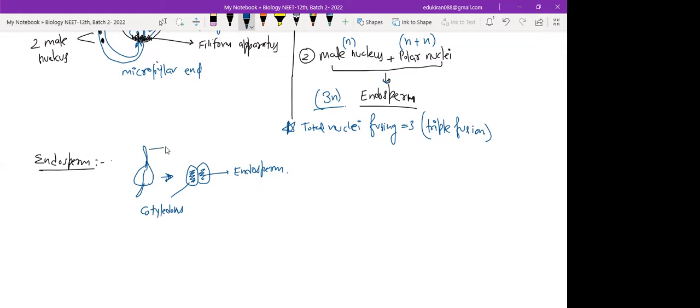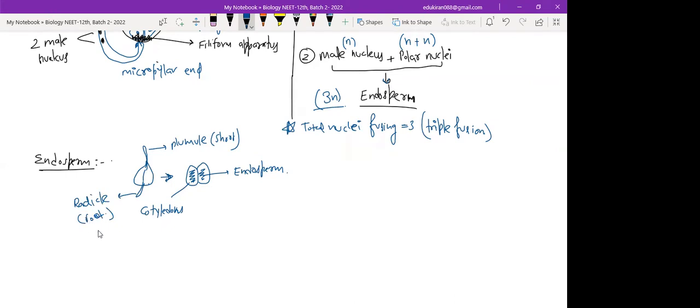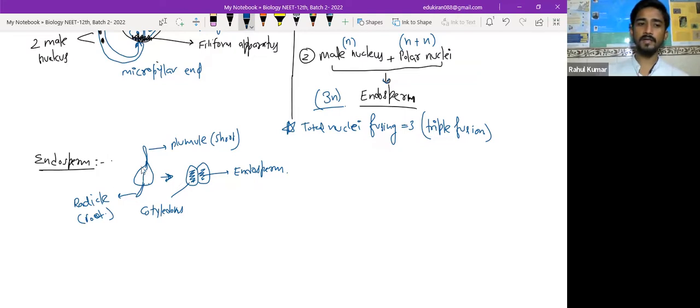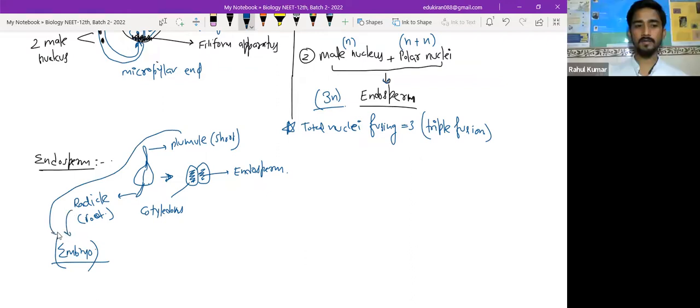This part becomes the plumule, which gives rise to the shoot later on. And this part is called the radicle. You all must have had sprouted chana, right? It gives rise to the root system. Is it clear? Now this plumule and radicle, this is actually the embryo. This is the developing embryo.